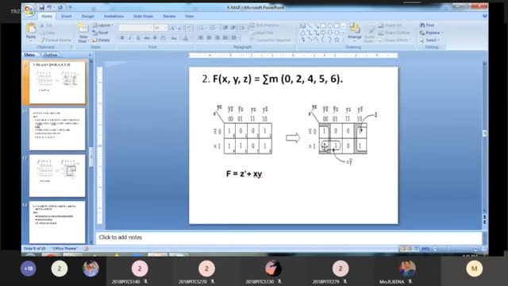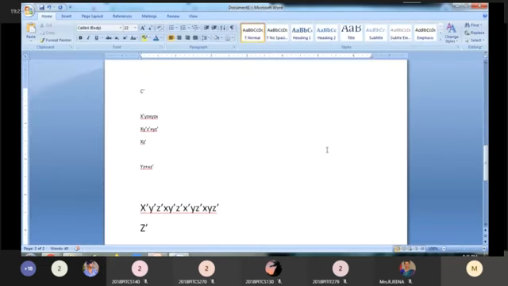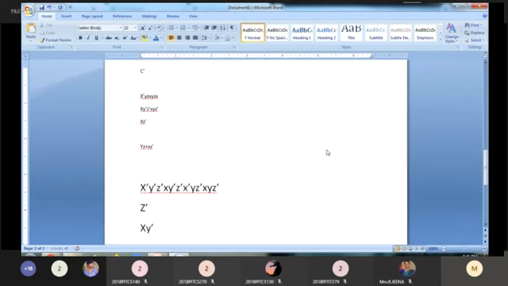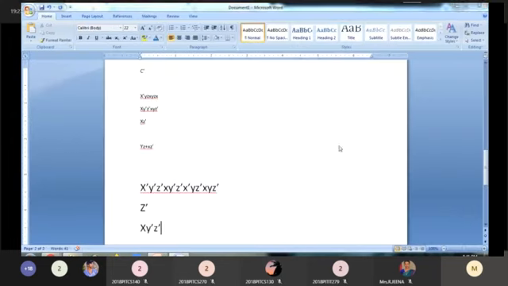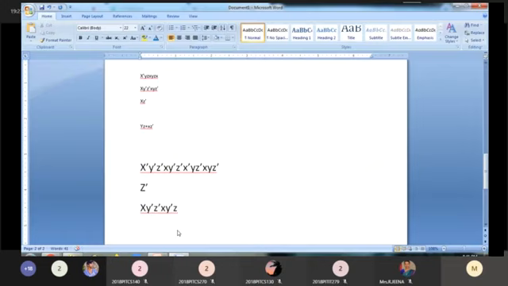Next. What about this pairing? X, Y bar, Z bar. Then what is the next box? X, Y bar, Z. So first, how many X are there? Two X are there, so you consider only one X. Then two Y bars are there, so you consider only one Y bar. Then Z bar and Z, having its complement, so you cancel the Z. So your answer is X, Y bar.